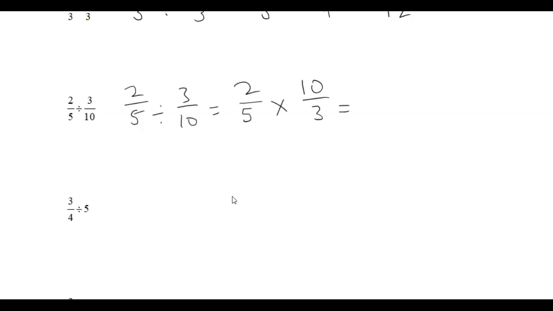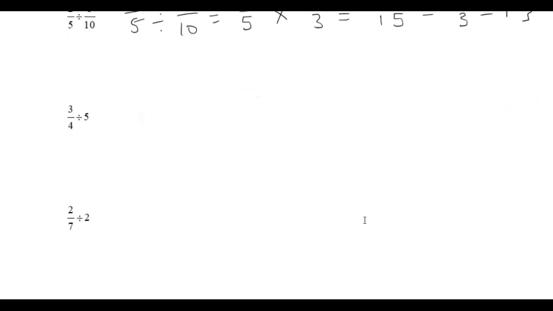Now it's a multiply, so 2 times 10 gives you 20, and 5 times 3 gives you 15. Okay, so we can actually simplify that. So we look at the common factor, which is going to be 5. So 5 goes into 15 and also 20. So 20 divided by 5 gives you 4. And 15 divided by 5 gives you 3. And then we can rewrite that as a mixed number. So it's 1 1/3.